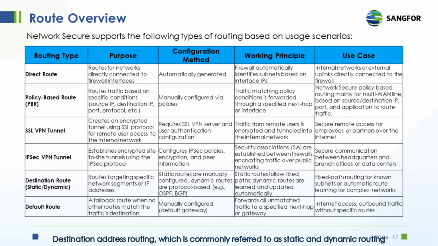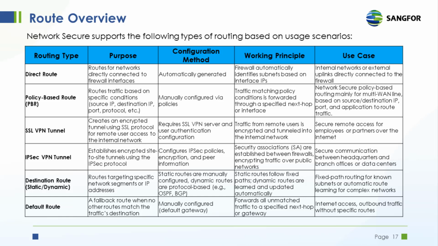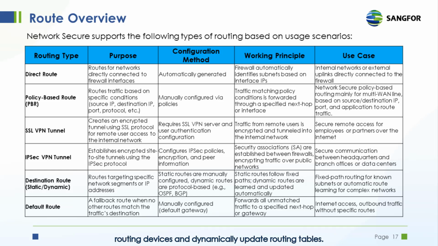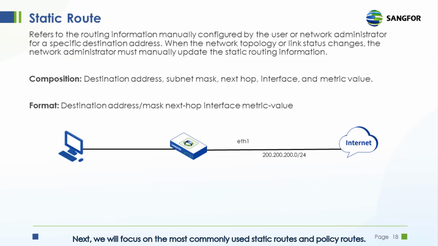Destination address routing is commonly referred to as static and dynamic routing. You can manually configure static routing to specify a specific destination address to be transmitted over a specific path. Dynamic routing protocols such as OSPF and BGP can also be used to automatically exchange routing information between routing devices and dynamically update routing tables. Next, we will focus on the most commonly used static routes and policy routes.